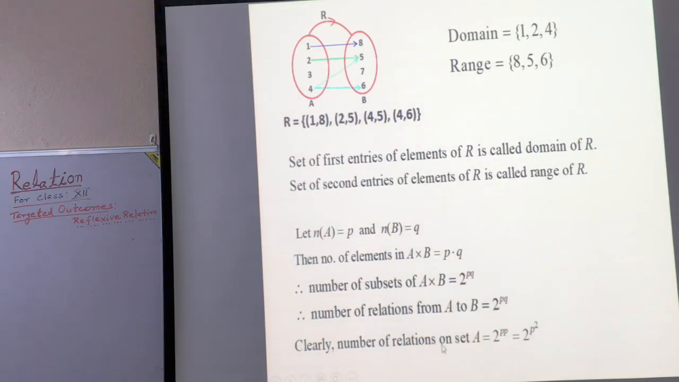Clearly, consider the number of relations on set A, that is, relations from A to A. If A has p elements, then A cross A has p into p, that is p squared, elements. So the number of subsets is 2 to the power p squared. So the number of relations on set A, that is from set A to set A, is 2 to the power p squared. All these things we have already learned in class 11. We have taken just a look and recalled our previous knowledge. Now we will come to the syllabus of class 12.